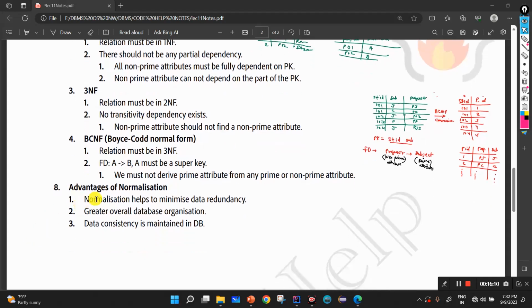Now, advantages of normalization. Normalization helps to minimize data redundancy, improves our overall database organization, and data consistency is maintained in the DB.